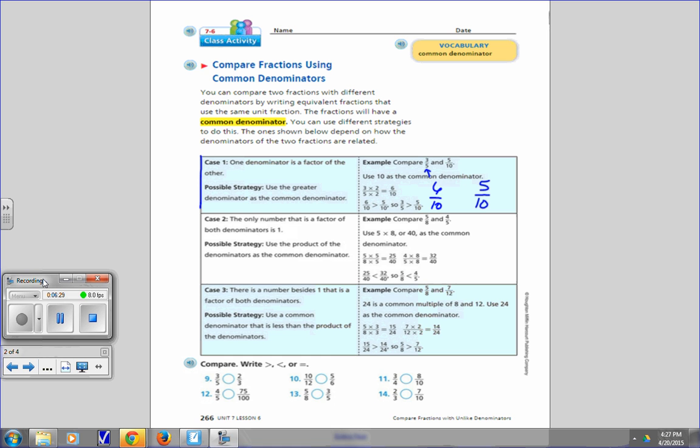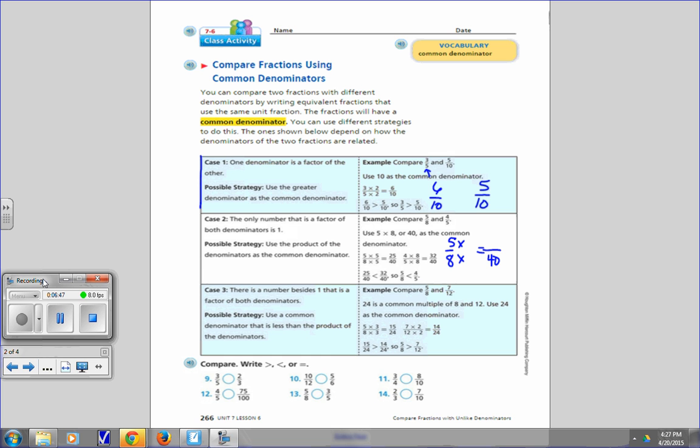So in this example, you can see here that it multiplied. What are you going to multiply to get the common denominator? So they figured out this part is what they did. They said 5/8 times what equals 40.